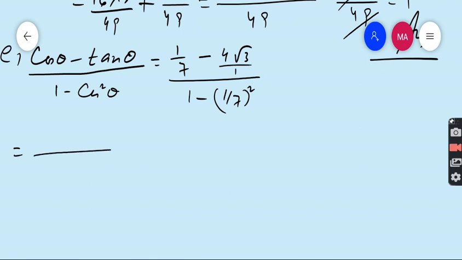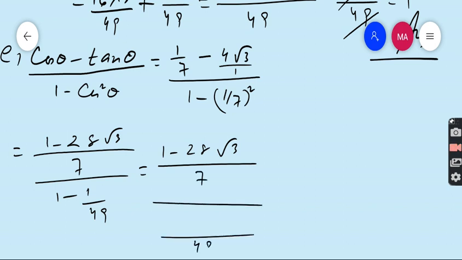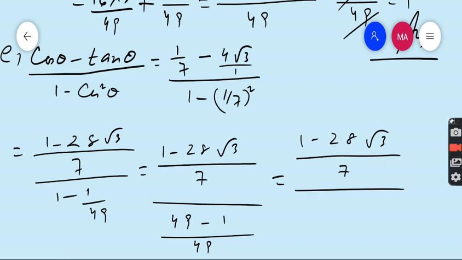First take the LCM of 7. 7 and 7 cancel, 7 4s are 28. Root 3 upon 1 minus 1 square is 1, 7 square is 49, equals 1 minus 28 root 3 upon 7 upon, taking LCM 49. 49 ones are 49 minus 1, equals 1 minus 28 root 3 upon 7 upon 49 minus 1 is 48 upon 49.